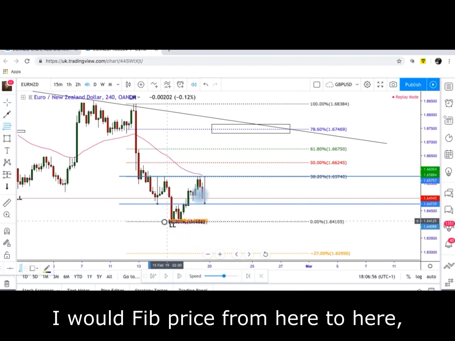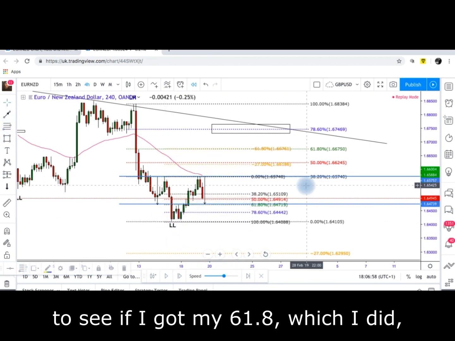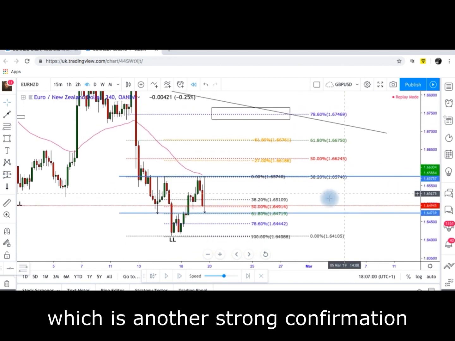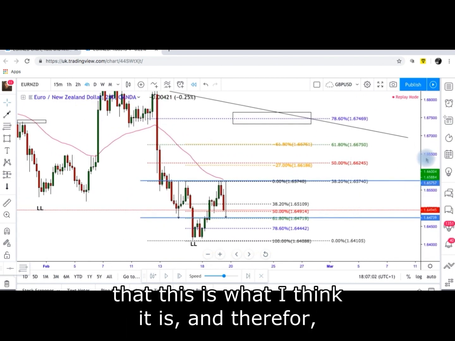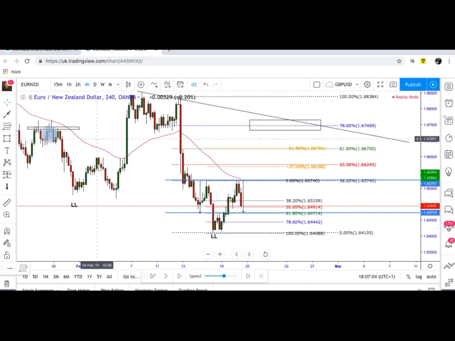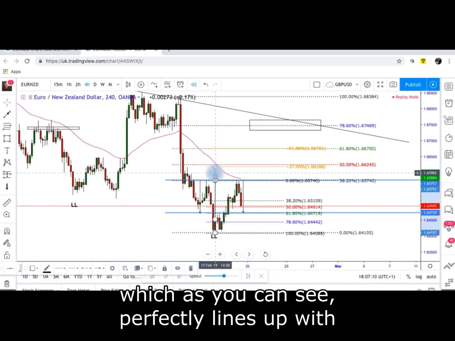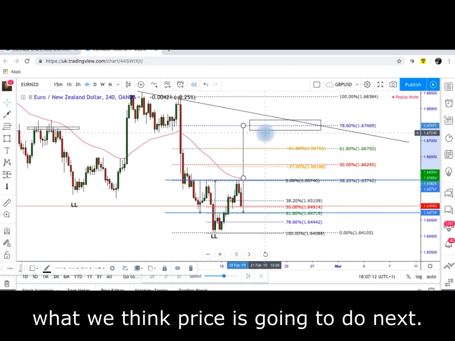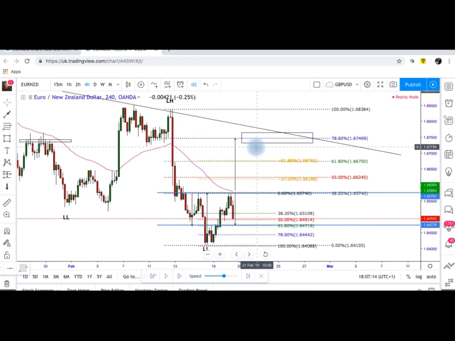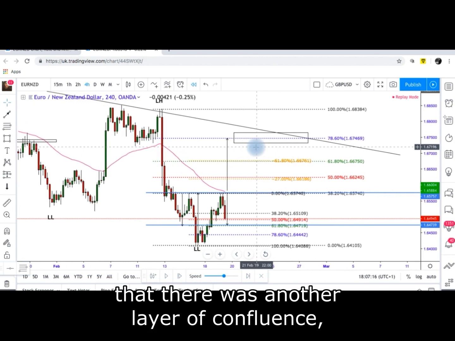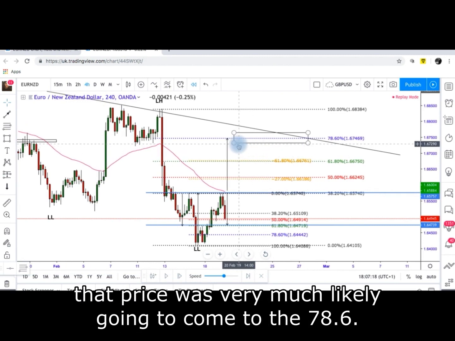I would fib price from here to see if I got my 61.8, which I did, which is another strong confirmation that this is what I think it is. And therefore, my target would be duplication from head to neck, which, as you can see, perfectly lines up with what we think price is going to do next. So this is how we could have known that there was another layer of confidence that price was very much likely going to come to the 78.6.